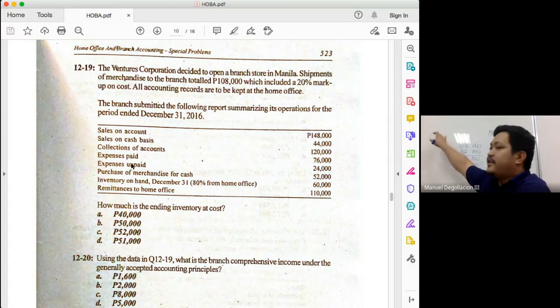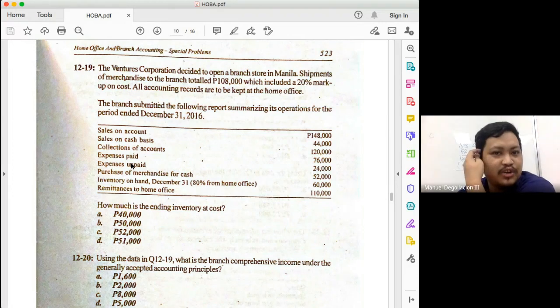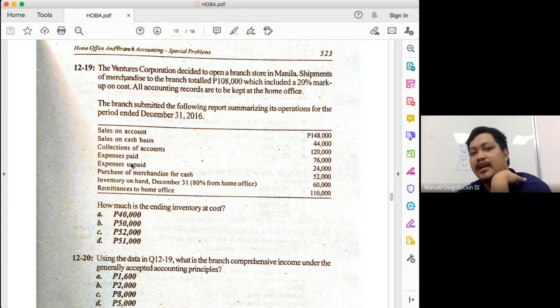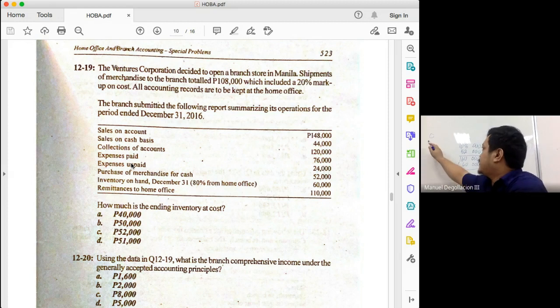Okay, so markup in the beginning is 0. How much is the markup in shipments class? How do we get that one? 108,000 divided by 120%. That will give you 90,000 times 20%, or simply deduct it from 108. We know that the markup on the shipments is 18,000.